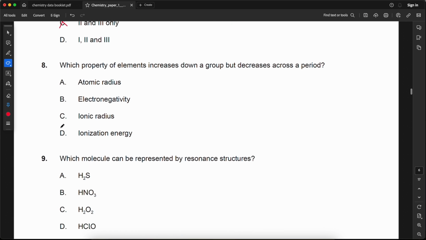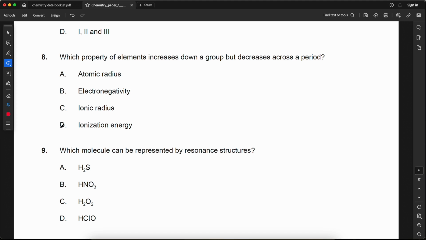Which property of elements increases down a group but decreases across a period? It's atomic radius. Okay, when it goes down a group, atomic radius will increase because the number of electrons increases, the number of shells increases, and the atomic radius also will increase. But for electronegativity, it will decrease because the attraction between the nucleus and the electrons in the outermost shell will be weaker, so it will decrease.